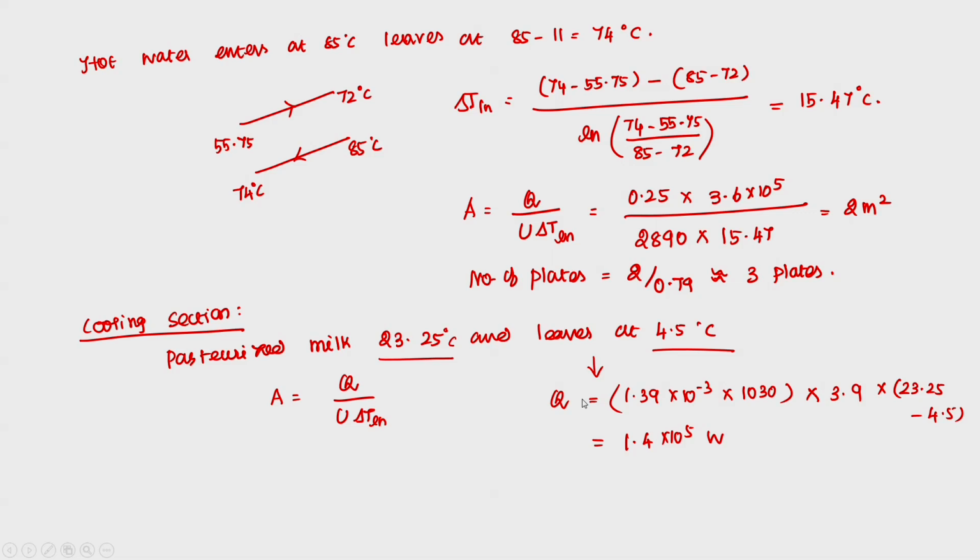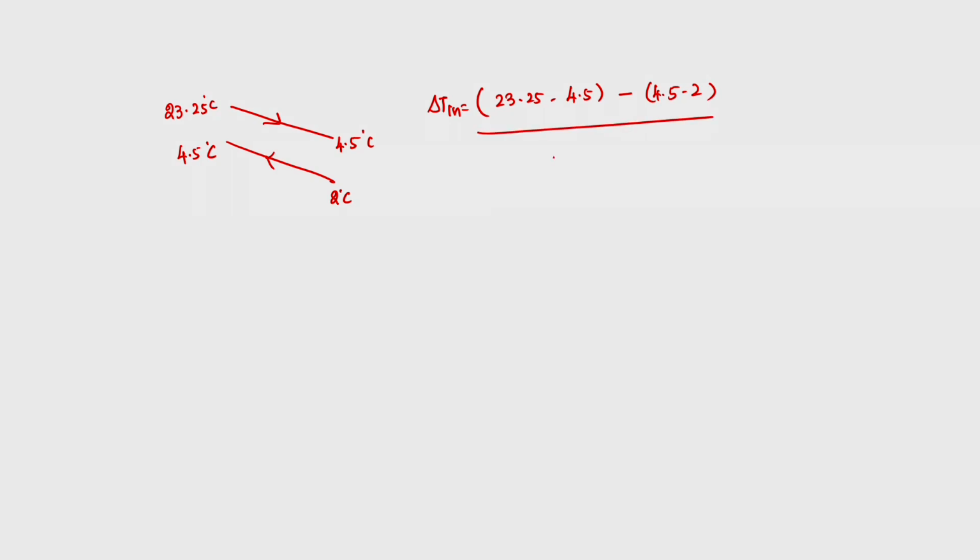So, we know Q, then we have to calculate the logarithmic mean temperature difference. In the cooling section, the pasteurized milk enters at 23.25 and is cooled to 4.5. In the same way, my cooling water enters at 2 degree centigrade and leaves at 4.5 degree centigrade. So, del T ln is 23.25 minus 4.5 minus 4.5 minus 2, over ln of 23.25 minus 4.5 divided by 4.5 minus 2. The logarithmic mean temperature comes around 8.06 degrees centigrade.